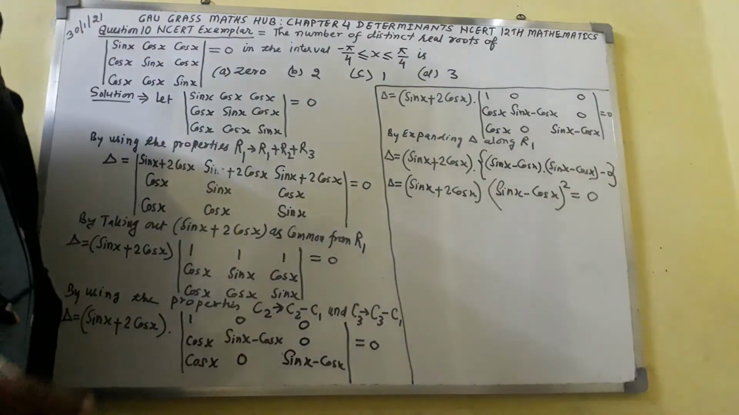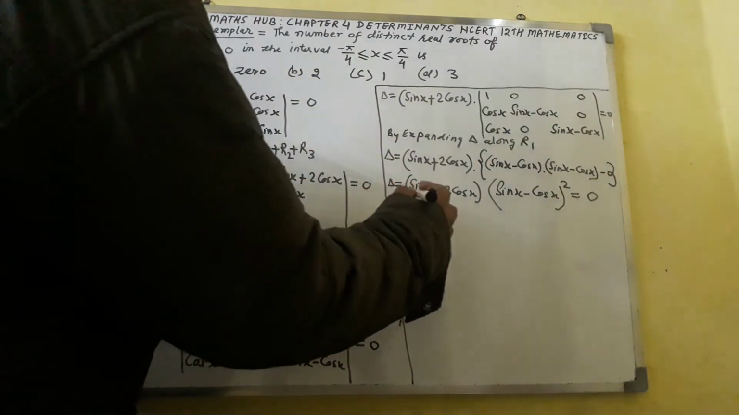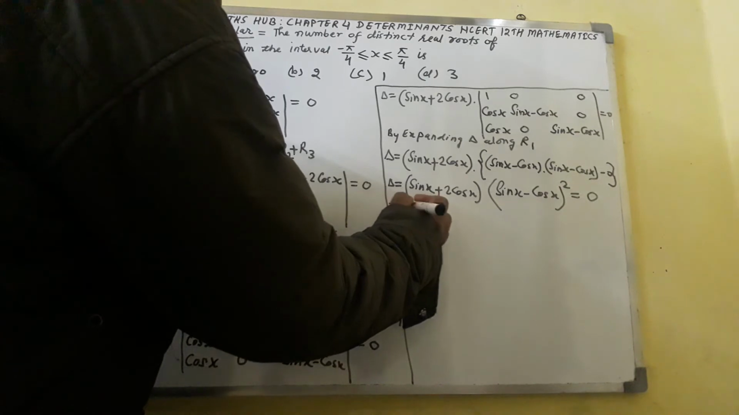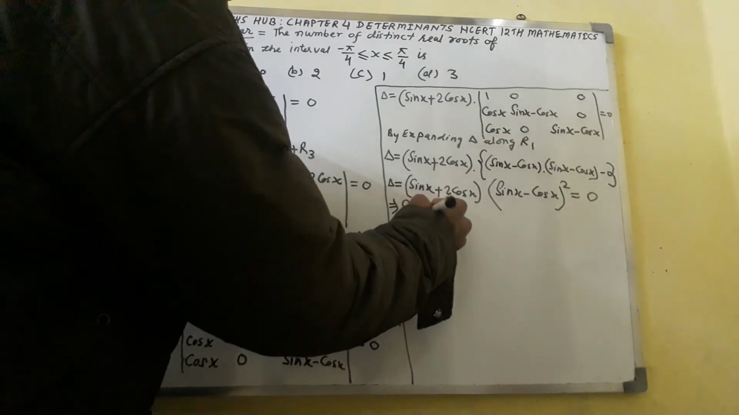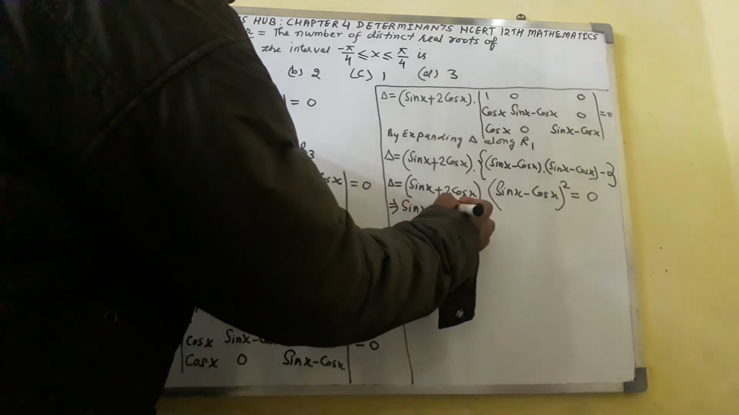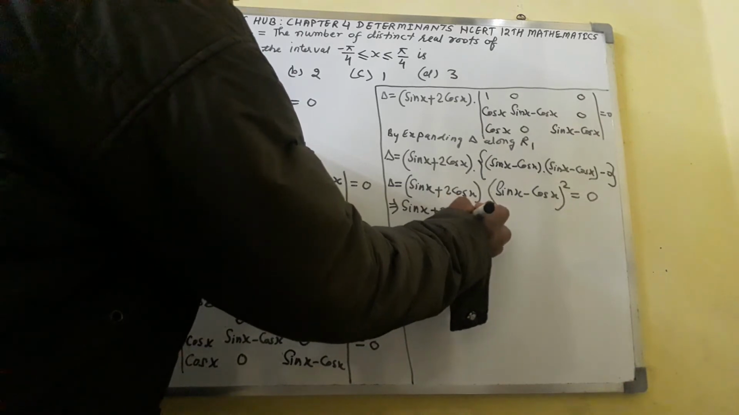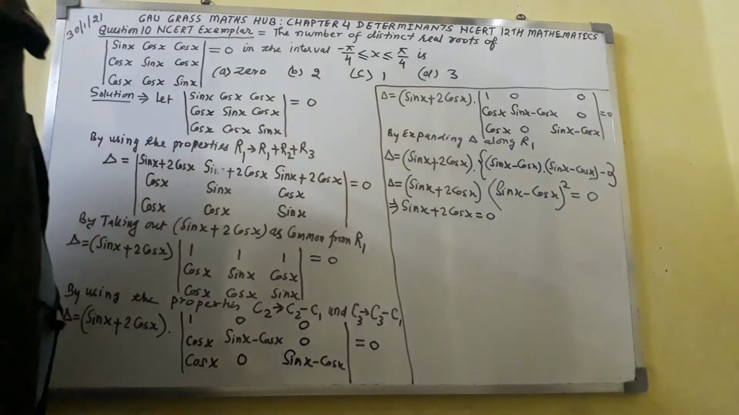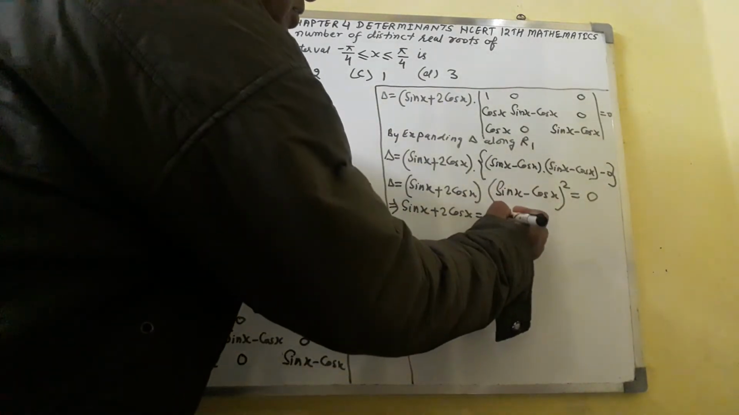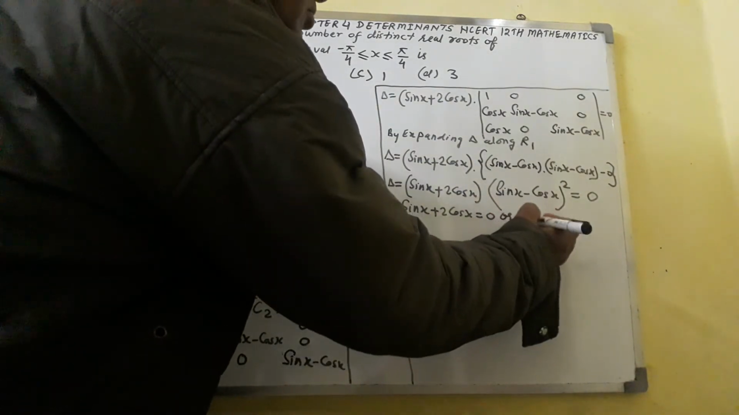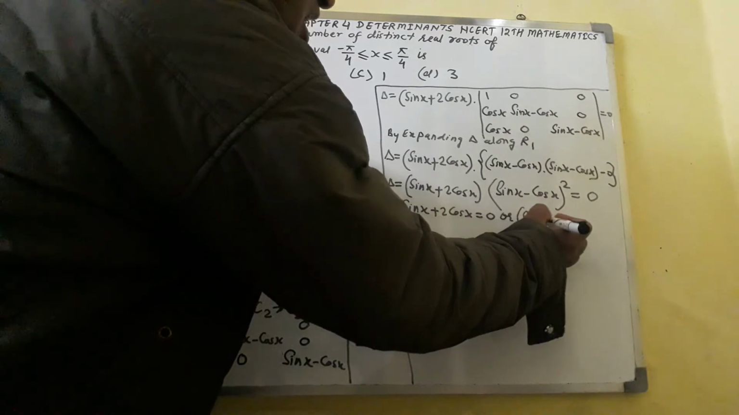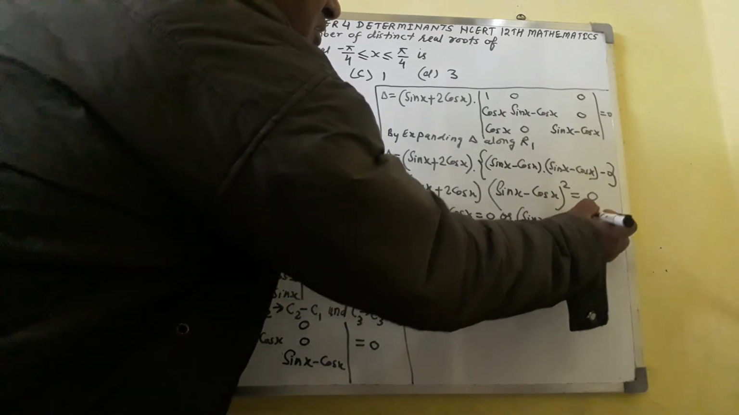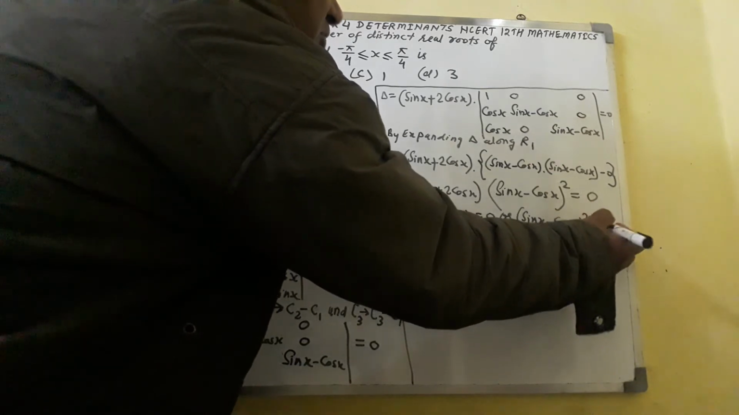So here you will get, implied that sin x plus 2 cos x comes out to be 0, or sin x minus cos x whole square comes out to be 0.